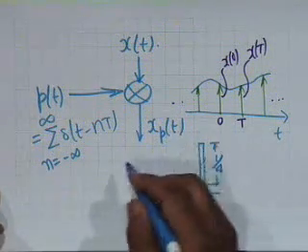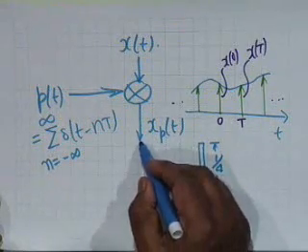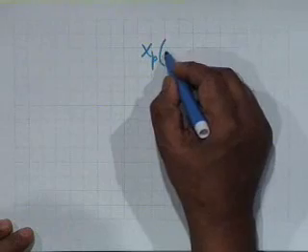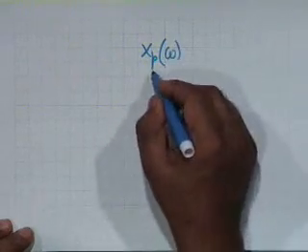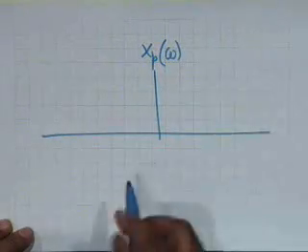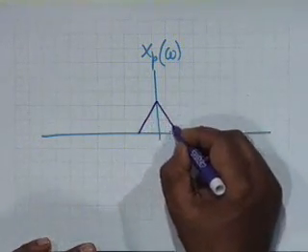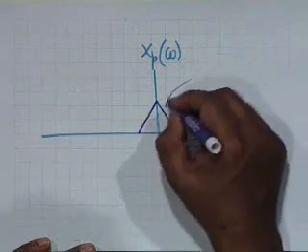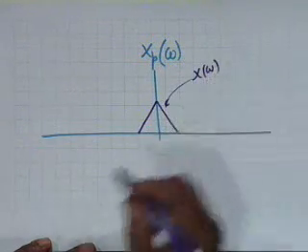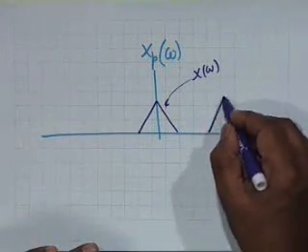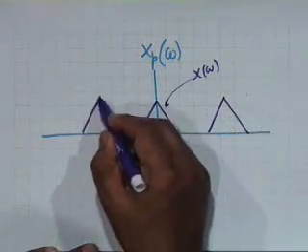Now after this, what we argued is that the spectrum of xp of t, that is capital Xp of omega, becomes simply a periodic repetition of the spectrum of capital X of omega. This stands for capital X of omega, that is the original spectrum, and then in Xp of omega all that we get is a periodic repetition of this.